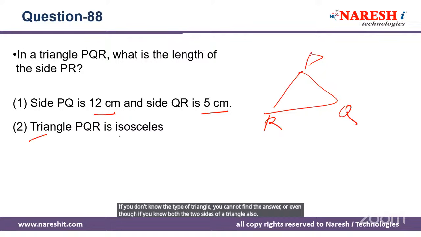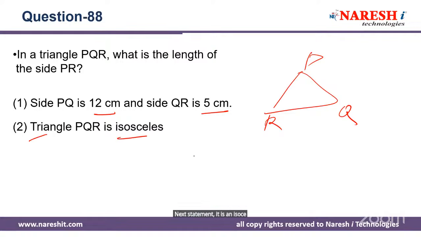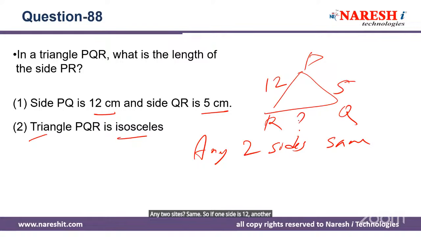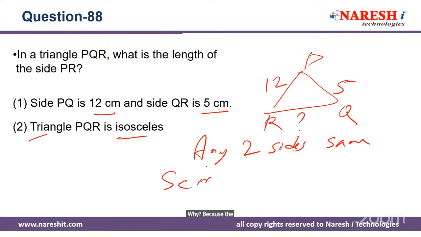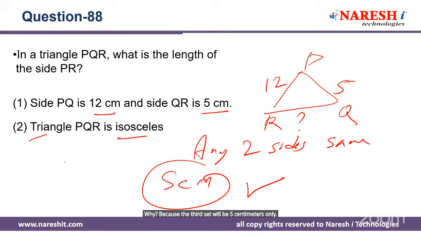Next statement: it is an isosceles triangle. Isosceles triangle means any two sides are the same. So if one side is 12 and another side is 5, we can easily find the third side. Why? Because the third side will be 5 centimeter only. Why, you will ask me.